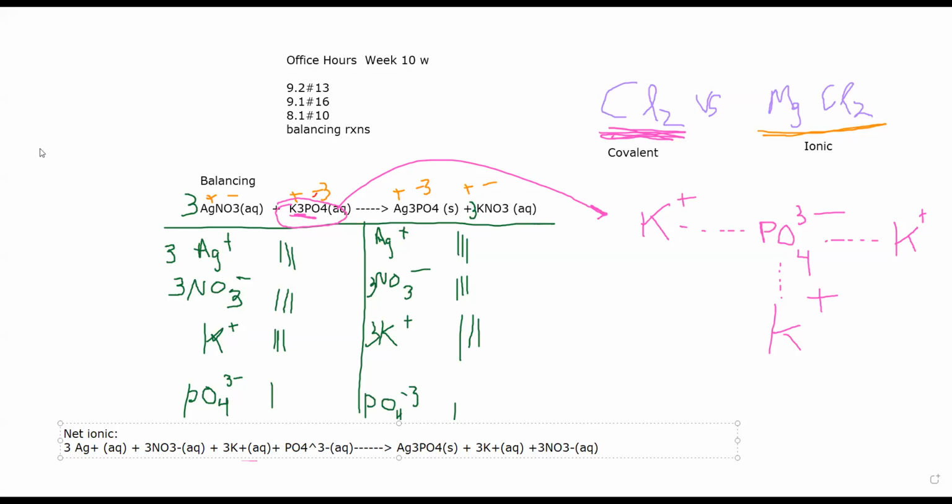And we've got our 3NO3 minus, also aqueous. To get it to really net ionic, we cancel out those things that are the same element, same charge, same state of matter. So the nitrates cancel out, the potassium ions cancel out, and we just have 3Ag+ plus PO4 3- goes to Ag3PO4.